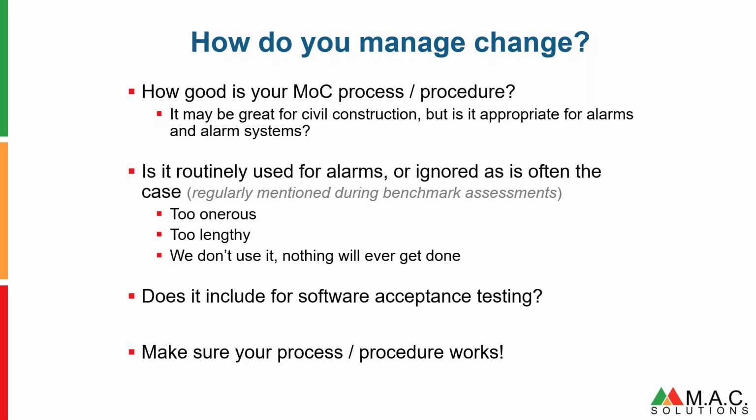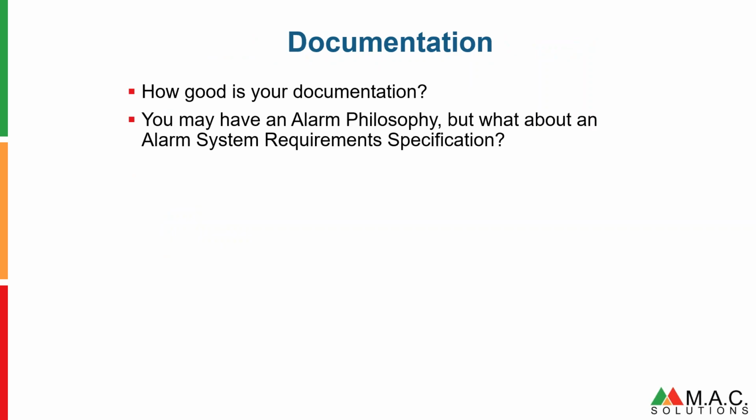So make sure your procedure, your process, management of change works and is appropriate for alarms. If it isn't, you're going to have problems, because things will get missed, things won't get done, and that's why you'll end up with more alarms than you wanted. What about documentation? How good is the documentation that you actually have? I mentioned earlier an alarm philosophy, which most people know about. We have an alarm philosophy? Yes, we do. But what about an alarm system requirements specification?